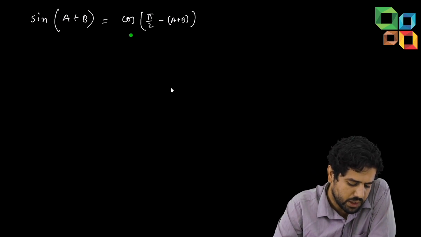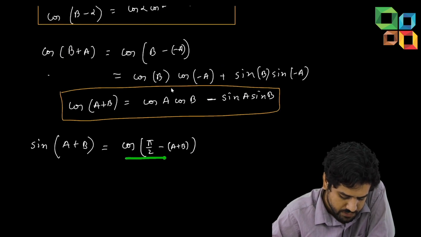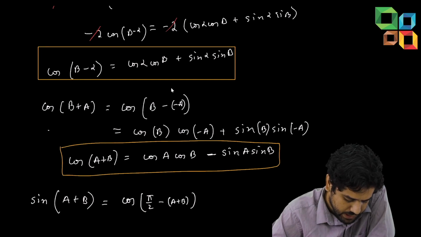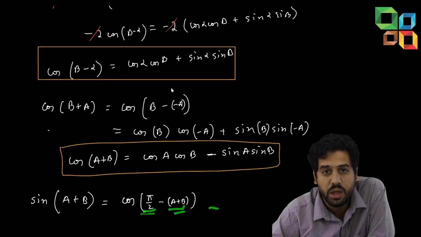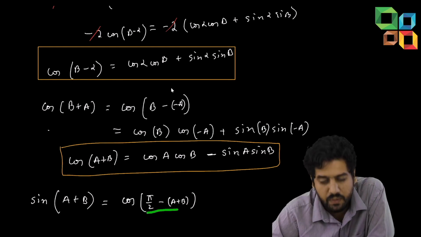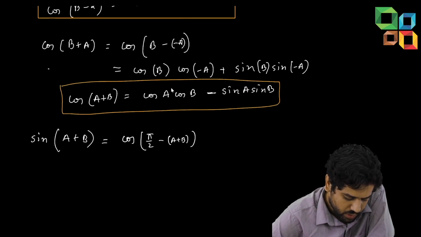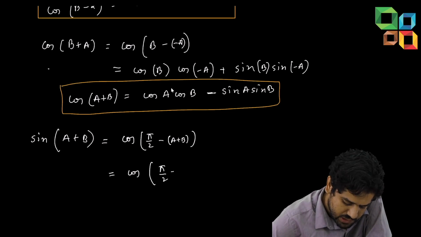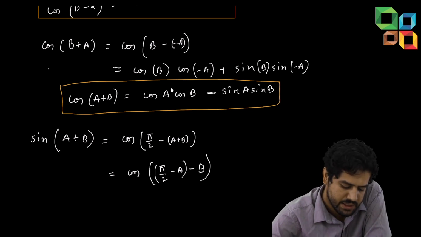Okay, now you need to group it slightly carefully. If you directly apply the formula cos A cos B plus sin A sin B, you won't get anything. You can try that. What you need to do is group it slightly differently. So what you could do is write it as cos of pi by 2 minus A minus B, and group this as your first term and this as your second term.